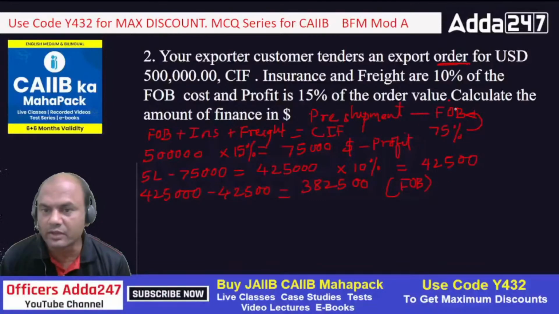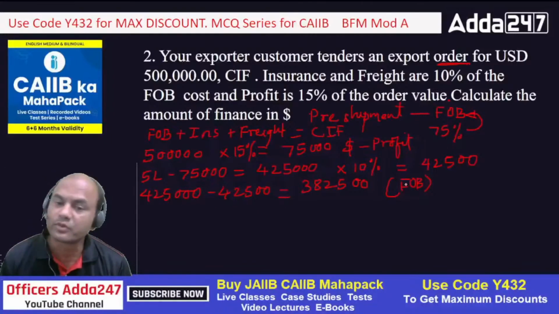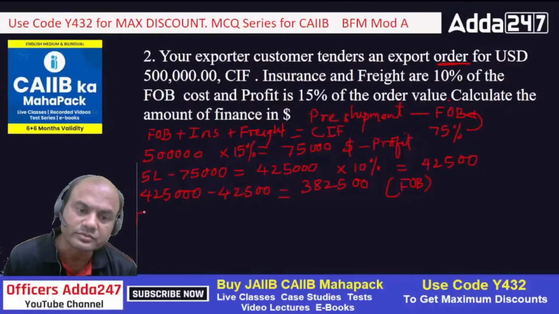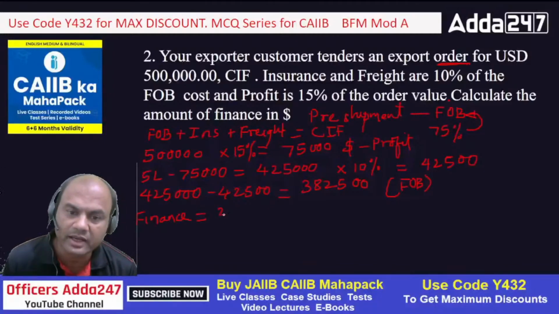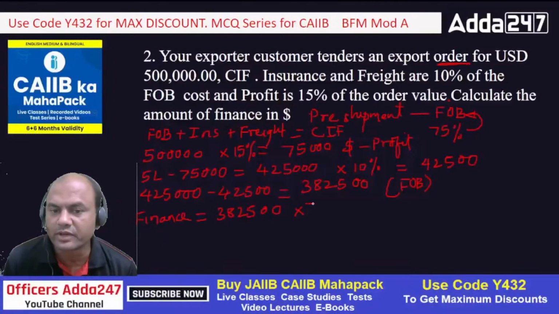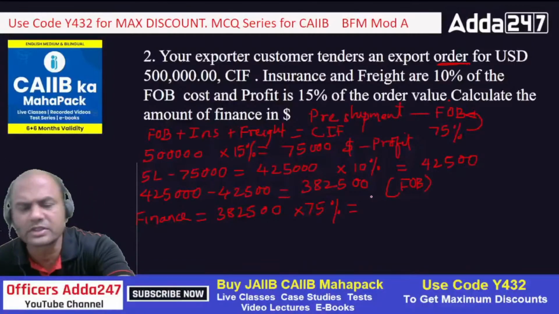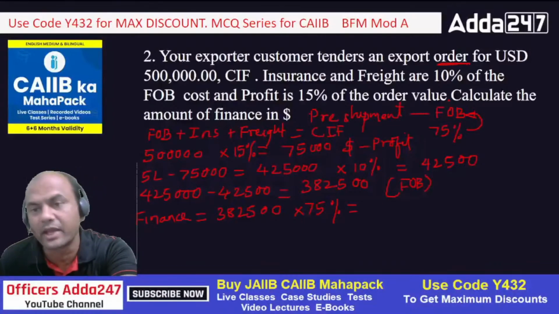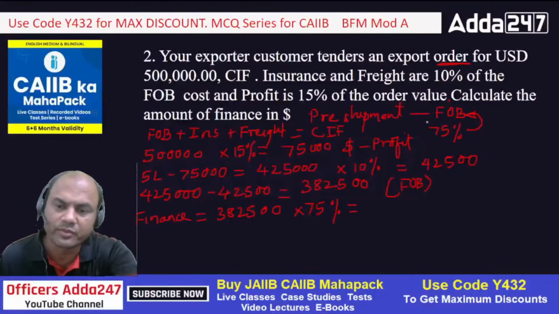But what did I tell you earlier? Pre-shipment is always given for 75% of the FOB value. So I won't finance the full amount to this guy. So my finance will be what? 382,500. Everyone do it. Into 75%. So what is the answer now? We'll be getting the answer in dollars only, correct? Into 75%, because 25% is to be brought by himself. 286,875. What is the answer you are getting?